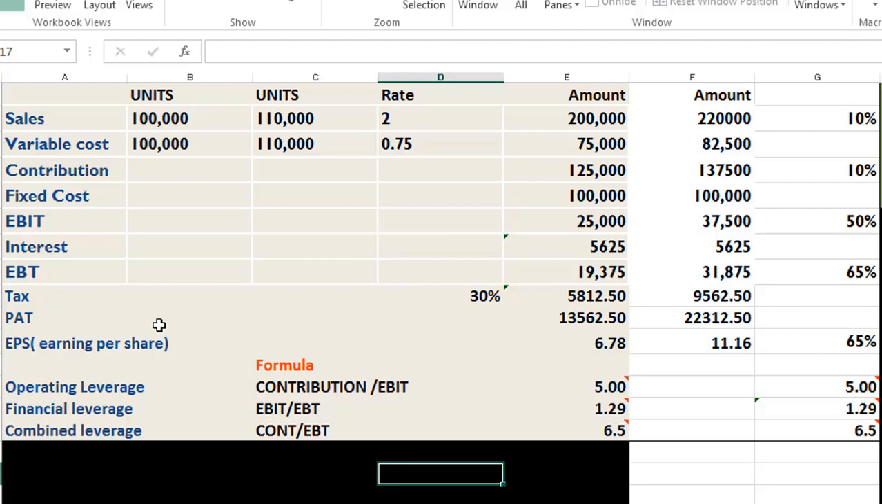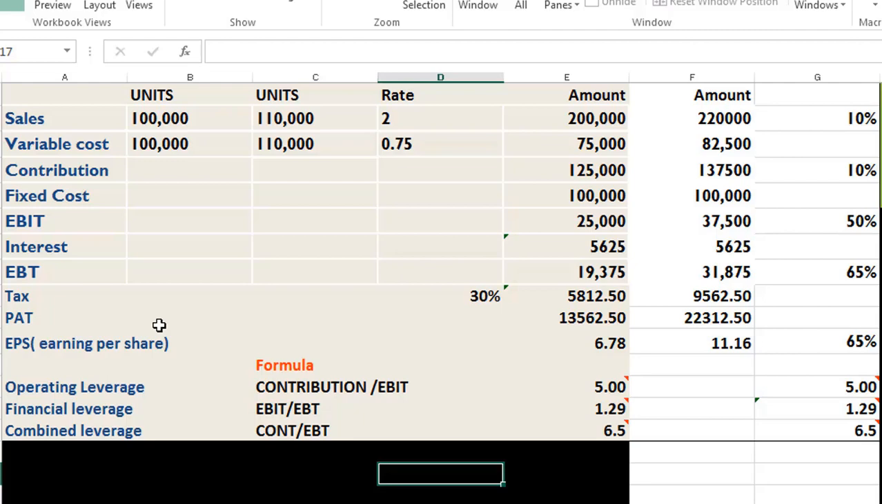So as we can clearly see, the revenue has gone up by 10%, whereas the operating profit has jumped by 50%. And that is due to the presence of operating leverage. Now further, the interest will remain the same, that is 5,625, and earning before tax will now be 31,875, which is 37,500 minus interest.